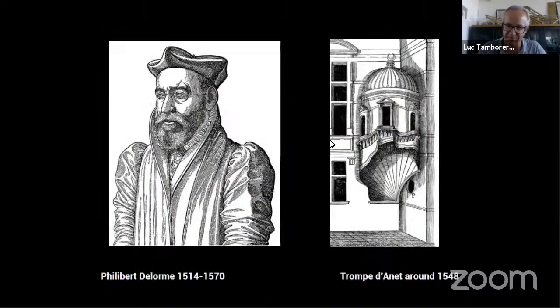So here is the architect, and here is the step further. I mean, in the trompe d'Anet, he used his invention to make something that craftsmen can't do, to apply on their own knowledge something plus, something that was not possible to do if you don't have this knowledge. And he based his legitimacy on this.